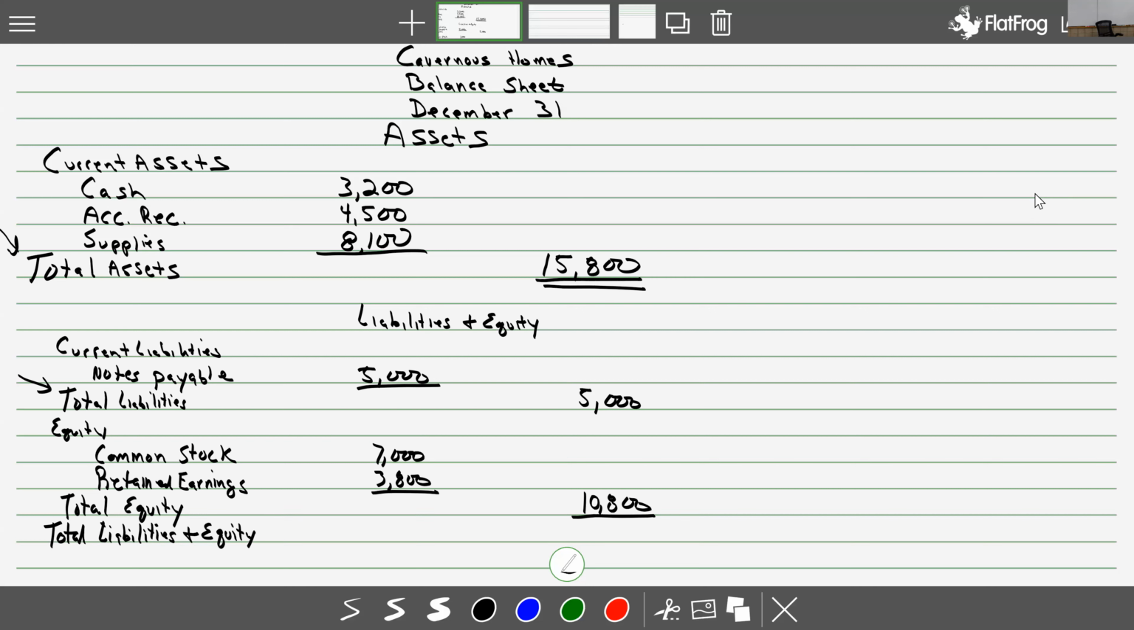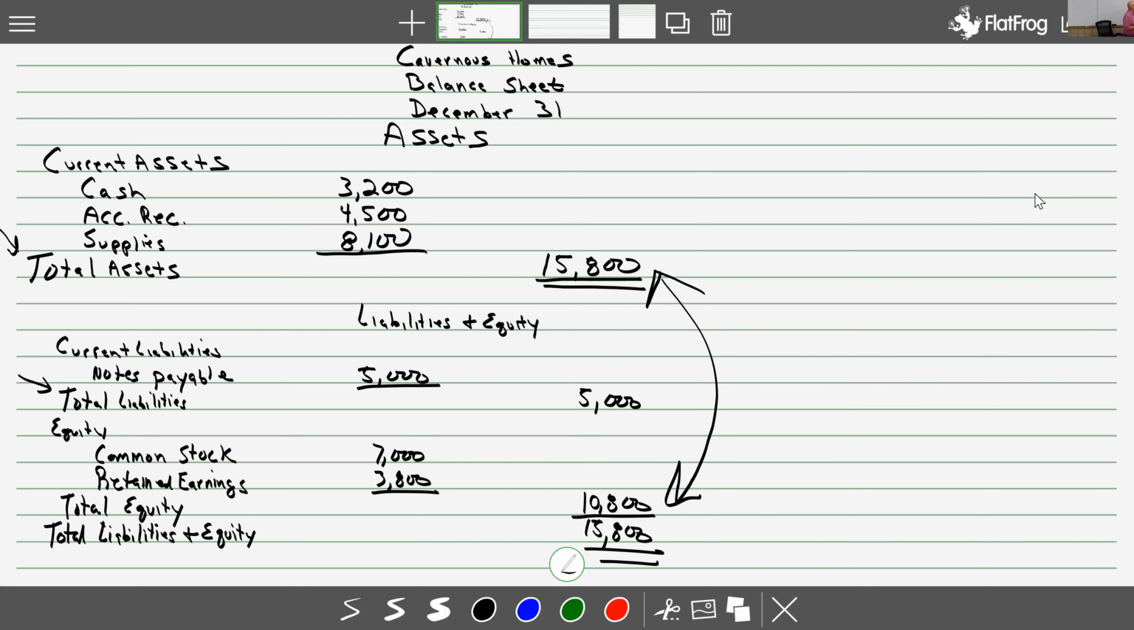Our total liabilities and equity, we add our total liabilities plus our total equity. 15,800. And as you can see, we are in balance. Our total assets equals our total liabilities plus equity. Okay. And that is just a very simple one, not a lot of accounts listed there. Really easy one to get you started practicing making this financial statement.